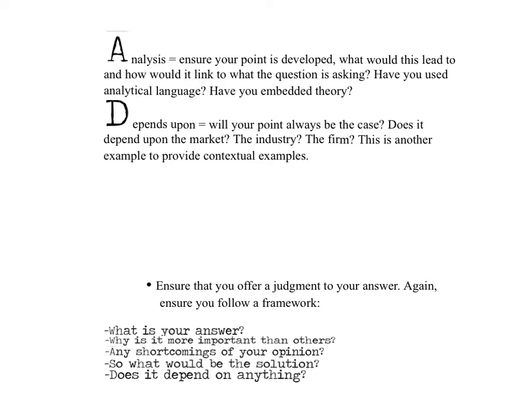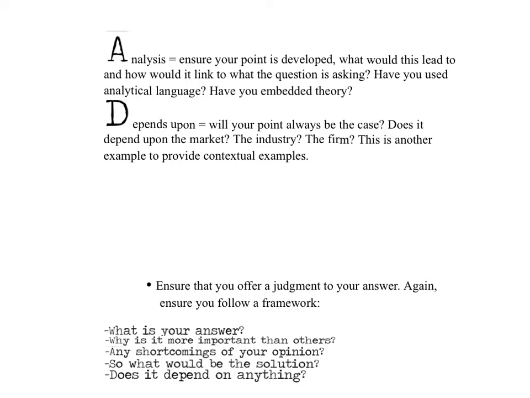What does it depend upon? Will your point always be the case? Does it depend upon the market, the industry, the firm? And again, what this does is give you an opportunity to provide contextual examples, but it also helps you to evaluate. Now, the main body of your evaluation should come at the end of your answer, but you should be evaluating throughout as well. And it depends upon, it helps you to look at the bigger picture, helps you to place weight on this argument, and it helps you to pick up those evaluative marks.